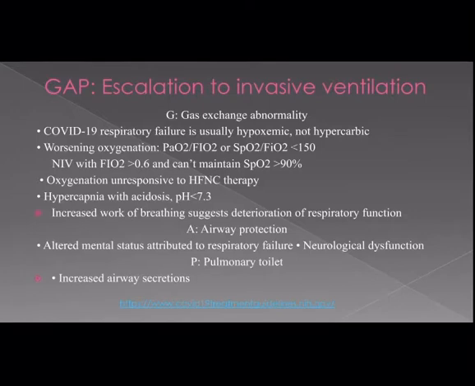GAP, escalation to invasive ventilation. So G is for gas exchange abnormality, A is for airway protection, and P is for pulmonary toilet. For a gas exchange abnormality, COVID-19 respiratory failure is usually hypoxemic, not hypercarbic, with worsening oxygenation. Their PaO2/FiO2 or SpO2/FiO2 is less than 150. NIV with FiO2 greater than 0.6 and can't maintain SpO2 greater than 90.